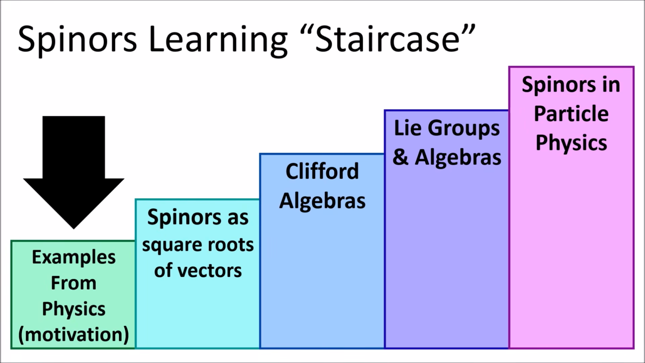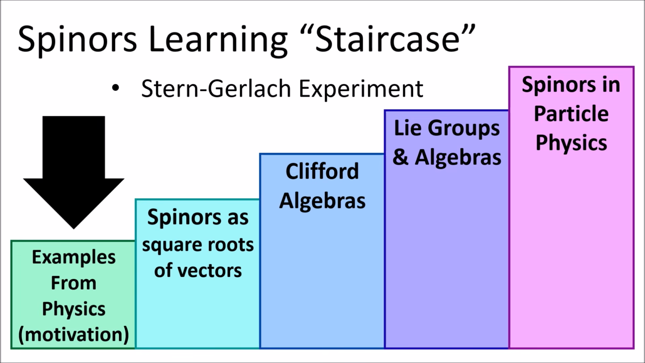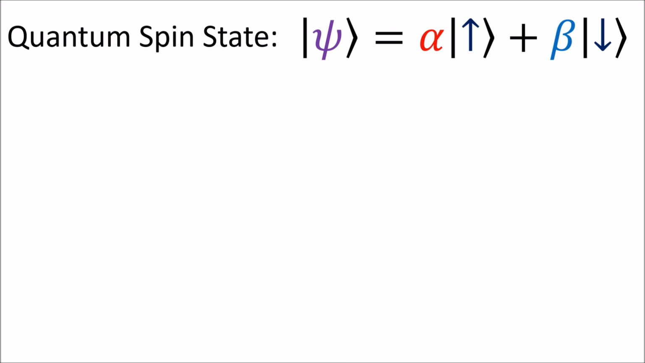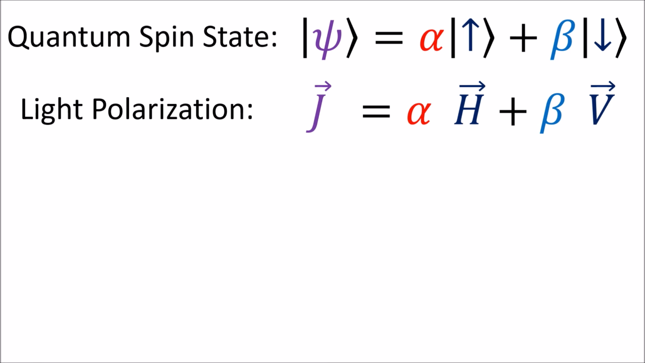In this video, we're going to look at our second example of spinors in physics, which involves the Stern-Gerlach experiment and how it reveals the existence of quantum spin states. We're going to find that the mathematics used to describe quantum spin states is the exact same as the mathematics used to describe the polarizations of classical light waves that we saw in the last two videos.